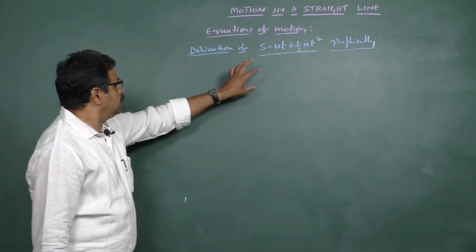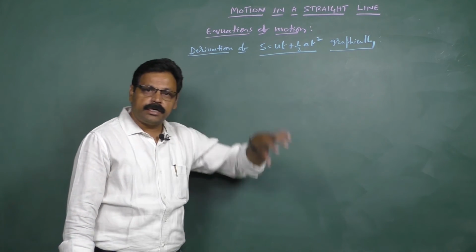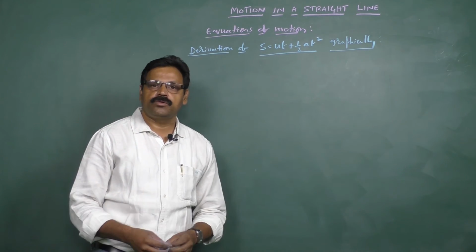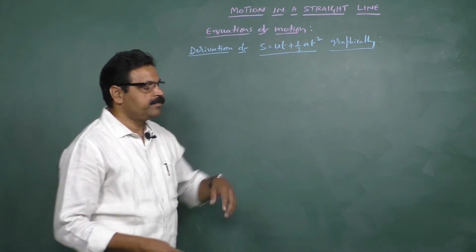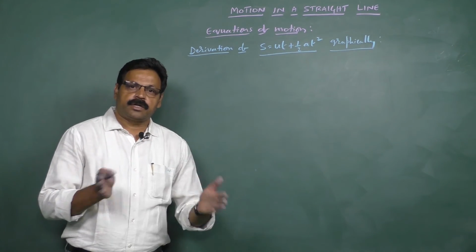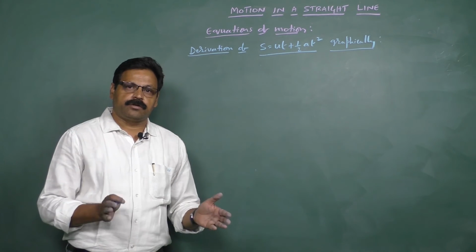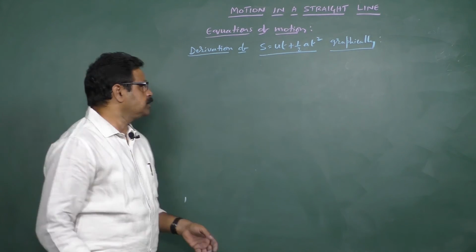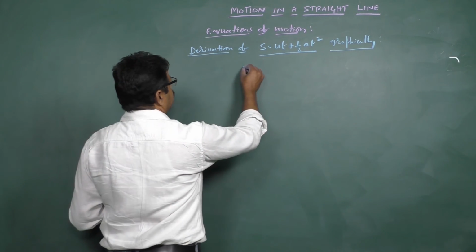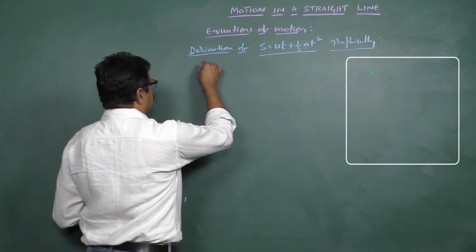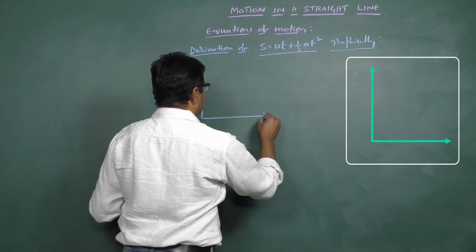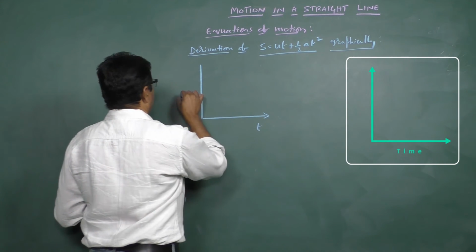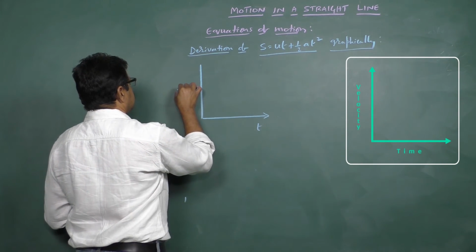Now we are going to look at the derivation of the second equation of motion, that is s is equal to ut plus half at square, in a graphical manner. So always the graph is going to be the VT curve, time versus velocity. So when I look at the velocity time graph, here time is taken on x-axis, velocity is taken on y-axis.